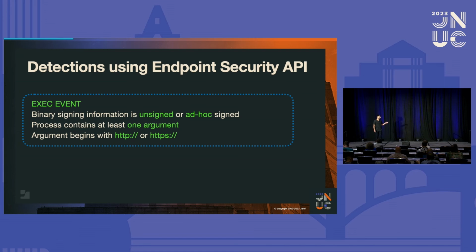If we look for binaries that are executing that are unsigned or ad hoc signed and contain at least one argument, and the argument begins with HTTP:// or HTTPS://, then you can also trigger a detection. And shout out to Elastic Security Labs for this detection logic, and they also have an in-depth write-up on their blog as well, so you can check that out.